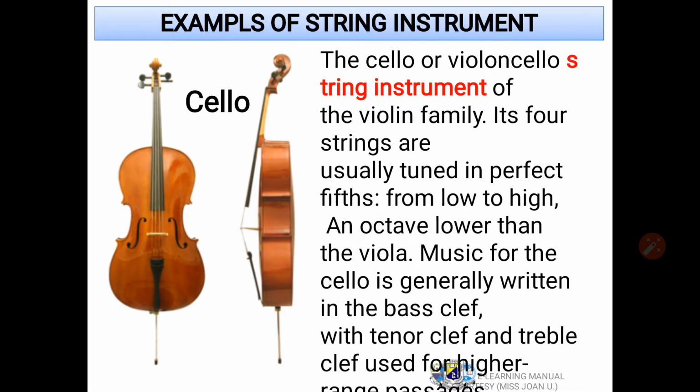The cello, also called the violoncello, is a string instrument of the violin family. Its 4 strings are usually tuned in perfect fifths from low to high, an octave lower than the viola. Music for the cello is generally written in the bass clef, with tenor clef and treble clef used for higher performance. All right, so this is another family of the string instrument, the cello.